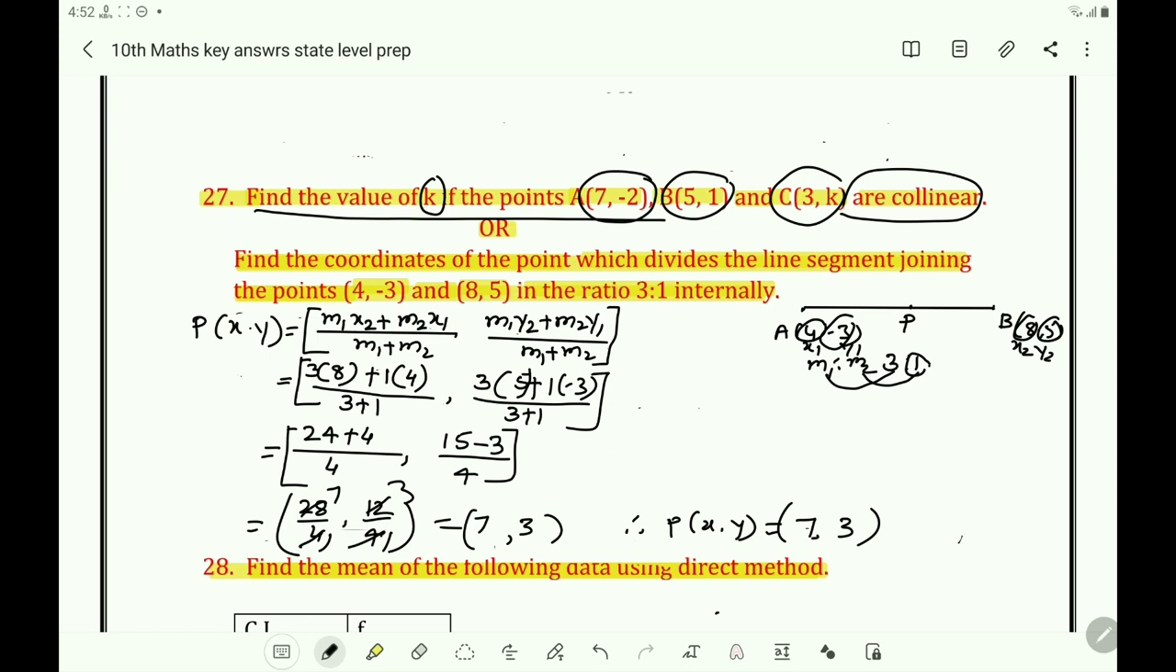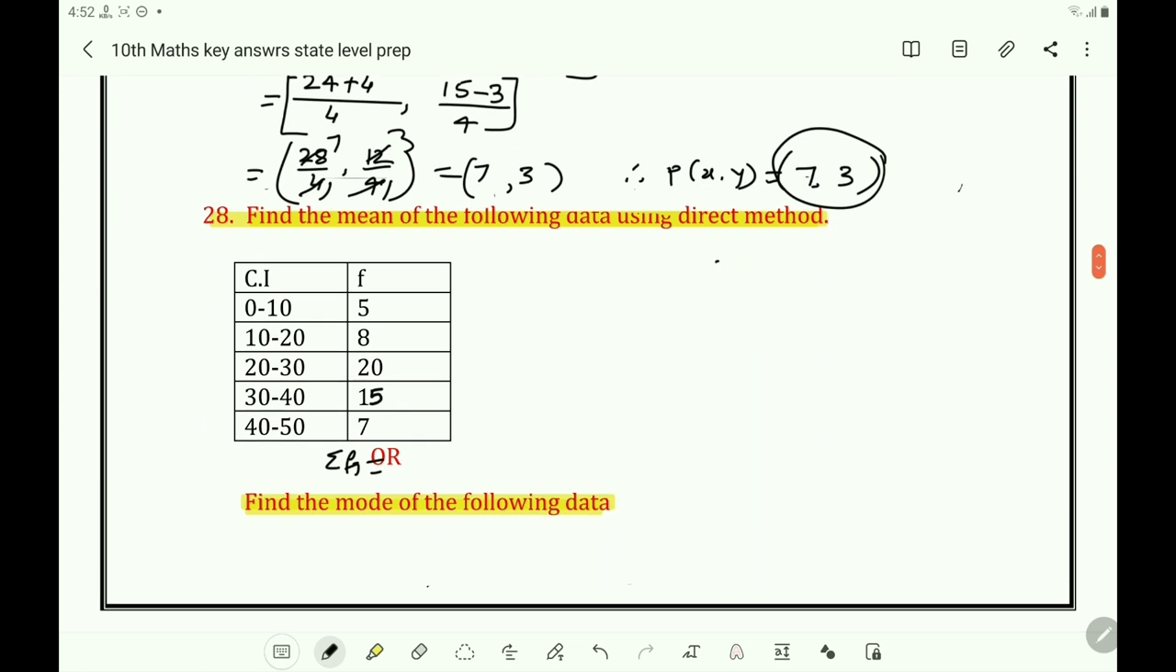The coordinates of the point which divides the line segment joining 4, minus 3 and 8, 5 is 7, 3. That is the answer. Next, you take question number 28. What is the question? Find the mean of the following data using direct method.